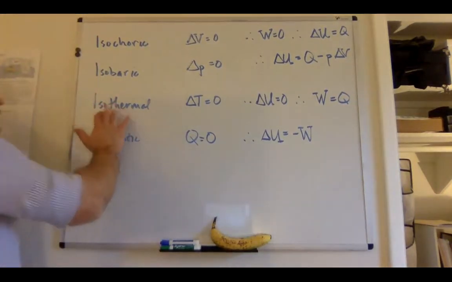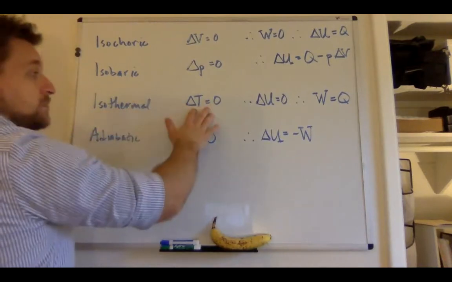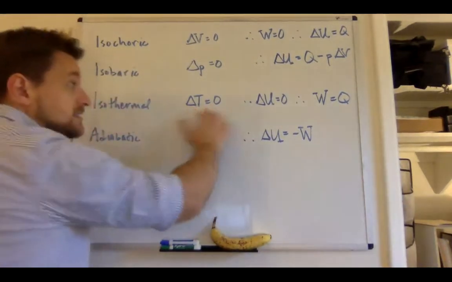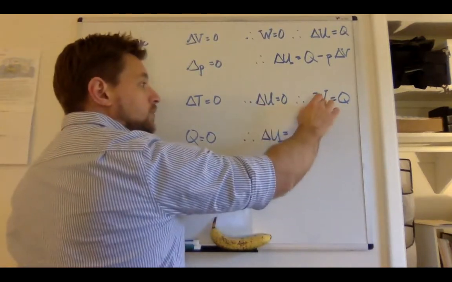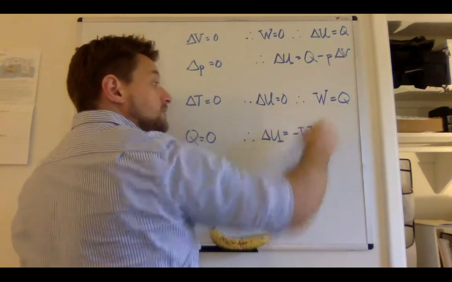For an isothermal process, the temperature is constant, which means that the internal energy is constant, which means that the work done is equal to the heat transfer.